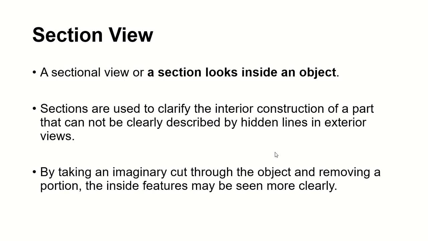So when you cut it down, then you are able to see inside. So the section views are very important to clarify the interior construction of a part or an object. When we cut it down, of course, we're doing it visually. We can also cut it down in our mind, an imaginary cut through an object, removing that portion so we can see inside. So the inside features, you are able to see them very clearly by doing a sectioning.